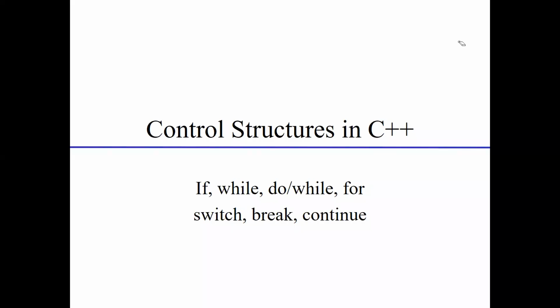Hello everyone. Today we are going to start the discussion on the control structure in a programming language. There are three elements in control structures. One is called sequential logic. Second one is called selection logic. And the third one is known as repeated logic.